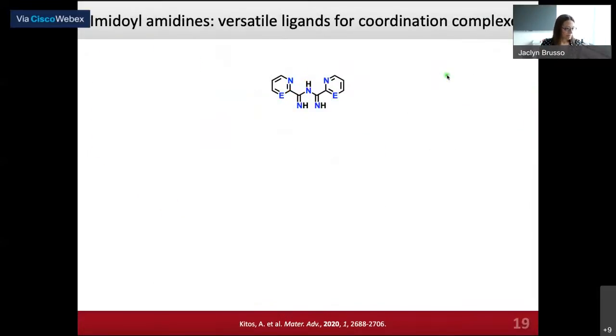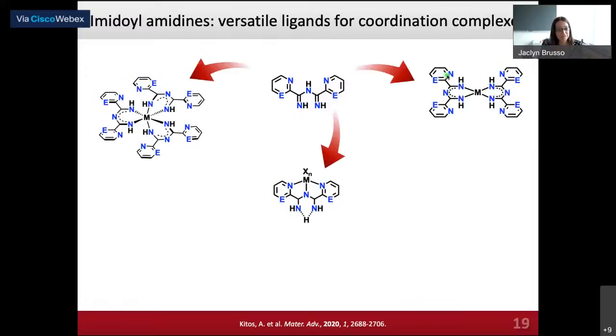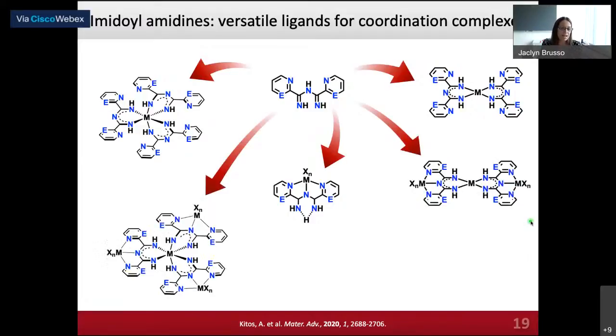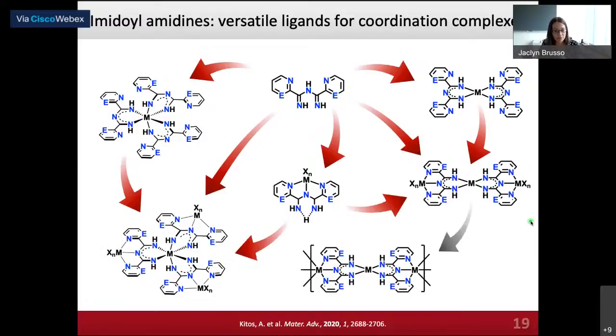And I realize actually that I'm running out of time, so I'll go very quickly through my summary here. I hope over the past 20 minutes I've convinced you that imidoyl amidines are versatile ligands, and we've only just begun to really explore their potential. We can isolate mononuclear systems, polynuclear homometallic, and also mixed metal systems. And now, extending that further, we are looking at the conditions that we can form these extended networks and take advantage of all the coordination environments within the metal sites.